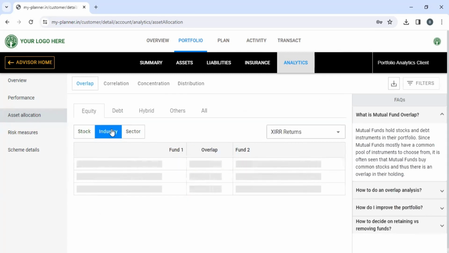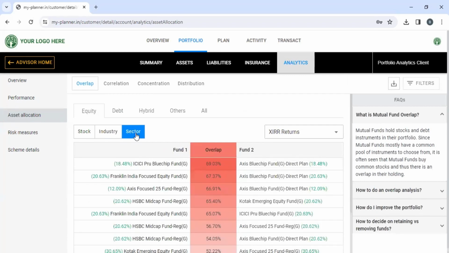Again, we can do industry analysis, sectoral overlap. We might have a lot of schemes which inevitably have invested a lot in the same sectors. Sectors also rotate, so sectors also pose a risk. So this is what we can also see, like there's 69% in ICICI and Axis. And again, on clicking, we can see those things.